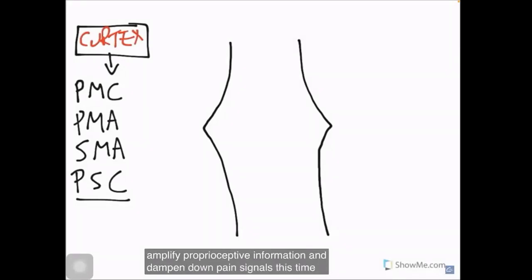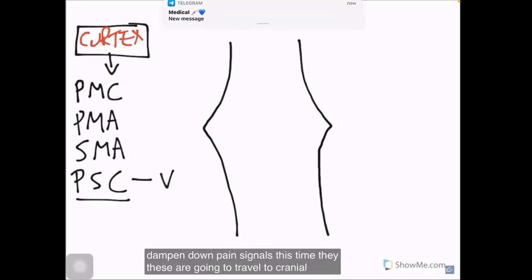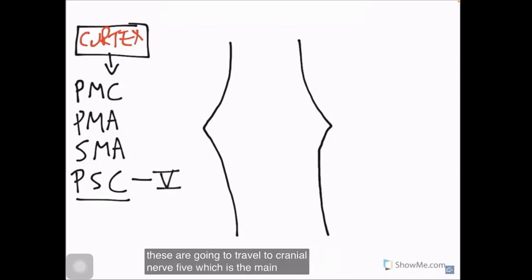dampen down pain signals. This time these are going to travel to cranial nerve 5, which is the main sensory nerve of the head, and particularly to the trigeminal nuclear complex, where it will have the same role to play, making sure that proprioceptive information is fed back and that other modalities such as pain and temperature are dampened down slightly. So pretty much the same setup in terms of the origin of those alpha motor neurons.